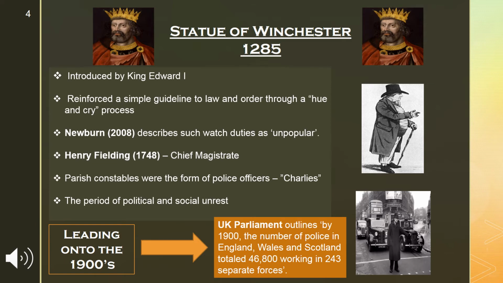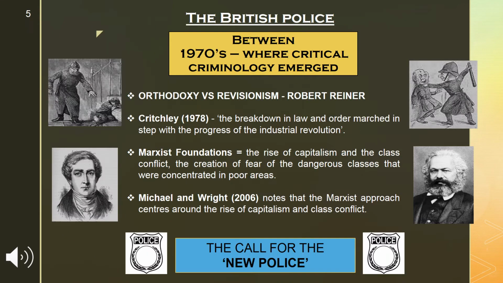As a result of this, the UK Parliament outlines that by the 1900s the number of police in England, Wales, and Scotland totaled 46,800, working in 243 separate forces. To become an orthodox, one must have a conservative view that sees the emergence of the new police as an institution of national pride. Such groups include gangsters, criminals, and others similar.